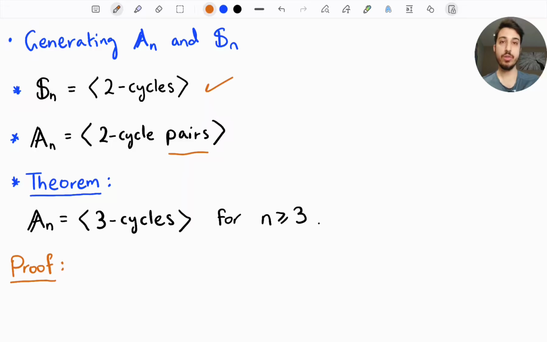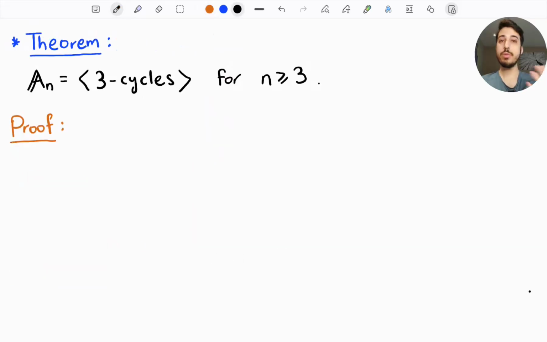Okay, the thing that is interesting here is that An can be generated by three cycles. So we can discard this less useful definition of An and take the more useful generation by three cycles for n bigger than or equal to 3. To prove this equality of sets, we will prove it again by double inclusion. We will prove first that the three cycles are contained inside An, and then we will prove that An is contained inside the three cycles.